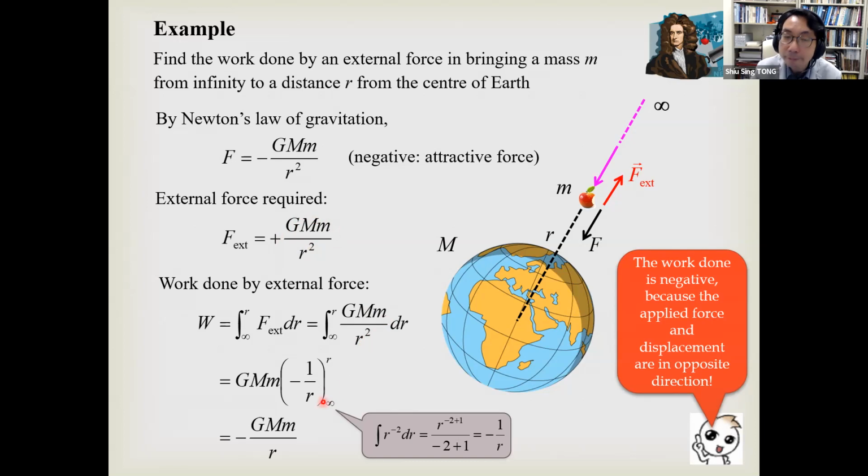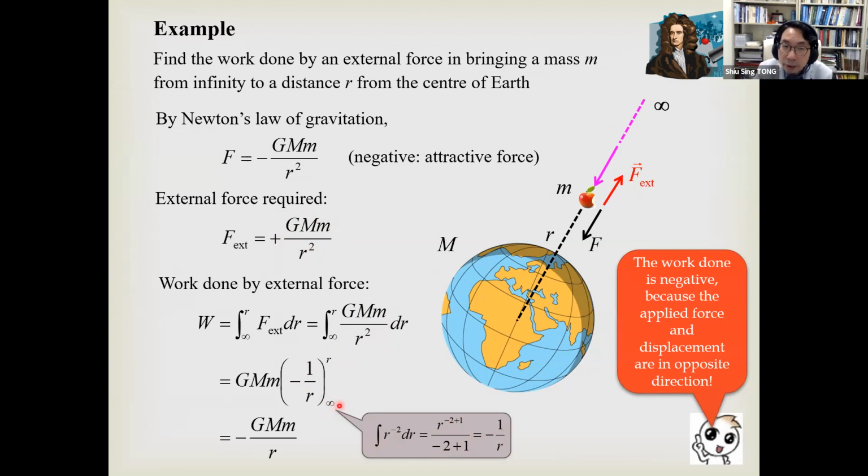So I integrate this. Now, how do I integrate this? This is r to the power -2, right? Because 1 over r squared is r to the power -2. So if I integrate, I will have r to the power -2 plus 1 divided by -2 plus 1. That is the rule of integration. So I then get -1 over r. That is the integration result.